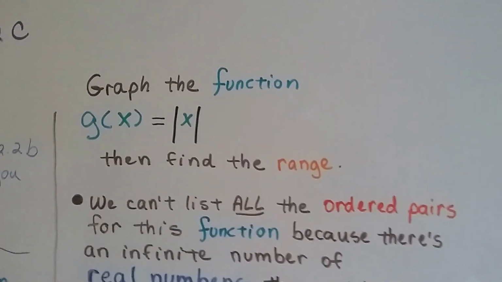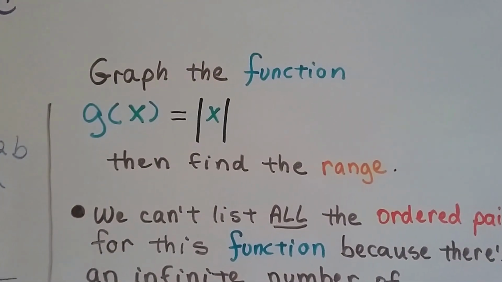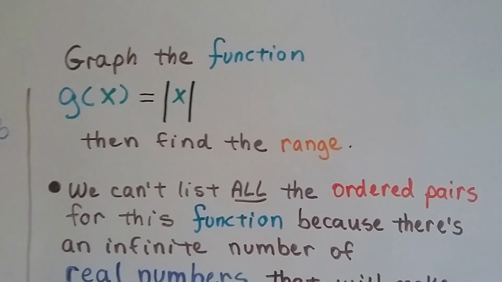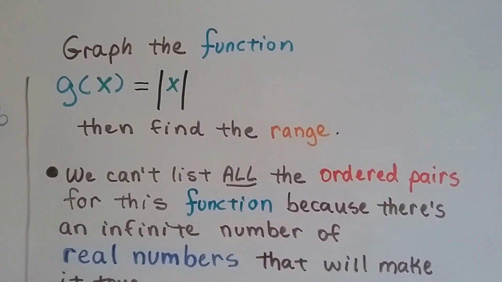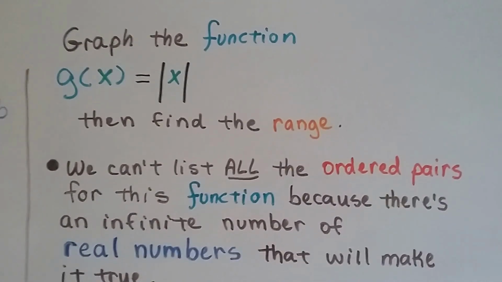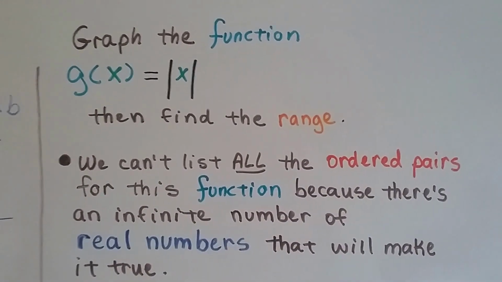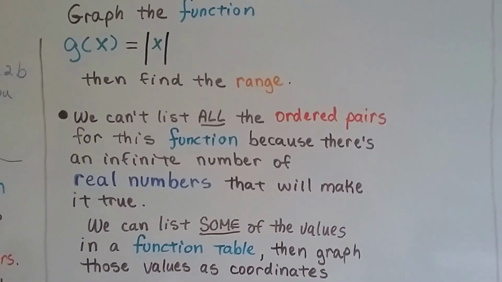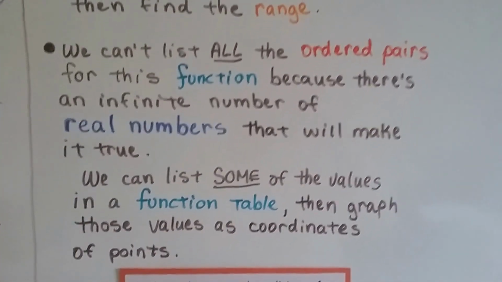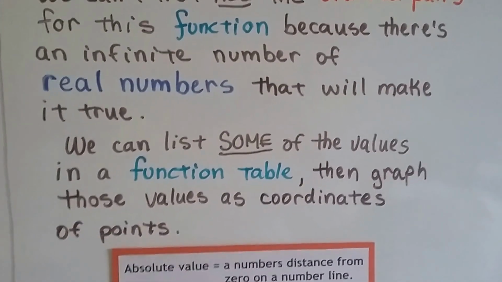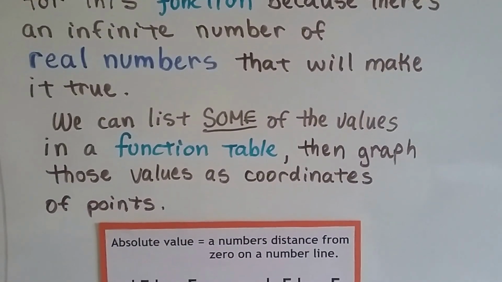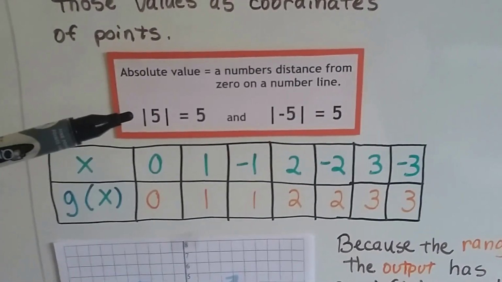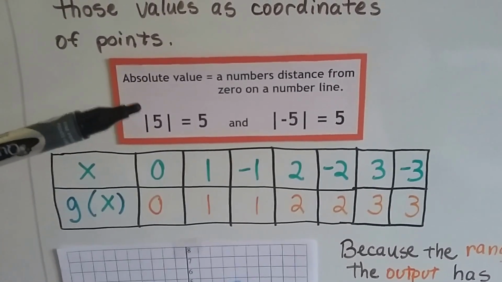So if we need to graph the function g of x equals the absolute value of x, and then find the range, we can't list all the ordered pairs for this function because there's an infinite number of real numbers that'll make it true. The absolute value of x can be a negative or a positive, can't it? It's just how many hops away it is from 0. But we can list some of the values in a function table and then graph those values as coordinates of points. So again, absolute value is a number's distance from 0 on a number line.